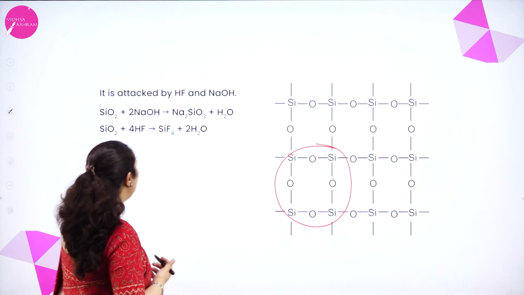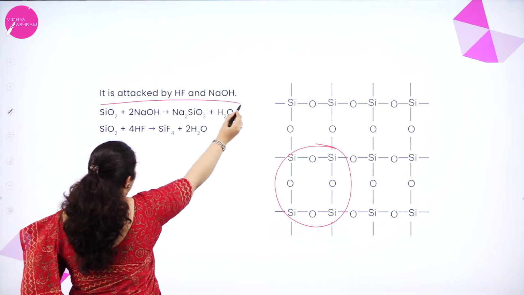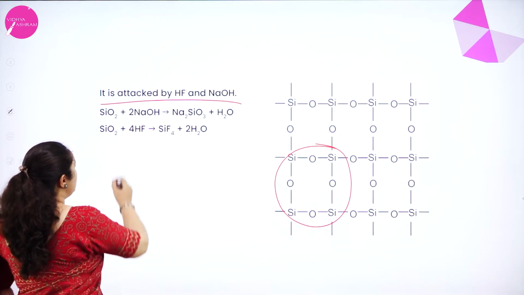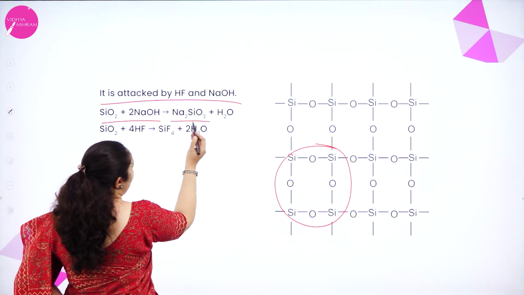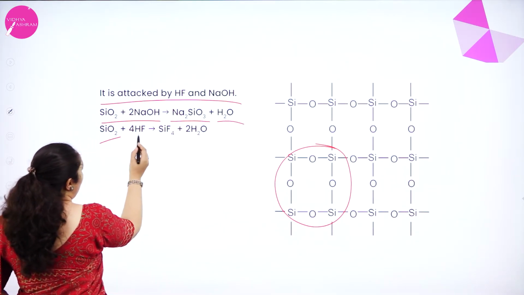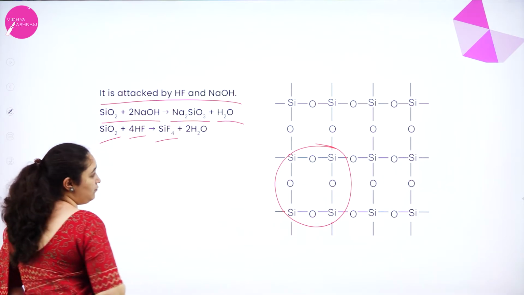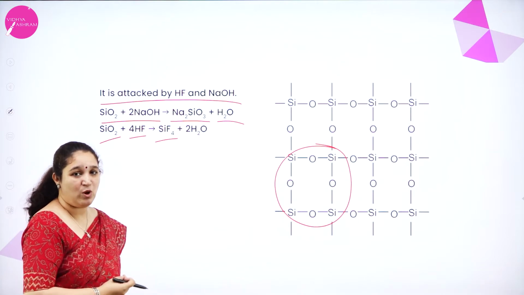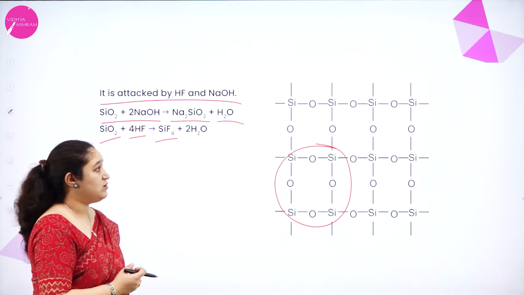Okay. Also, silicon dioxide can be attacked by hydrogen fluoride and NaOH. So with NaOH it forms Na2SiO3 and water. With hydrogen fluoride it forms silicon fluoride and water. Okay, so this is the main property of silicon dioxide.